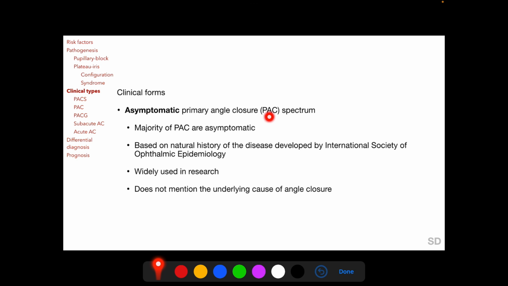As we have discussed, primary angle closure can be either an asymptomatic entity on presentation or can present as a symptomatic acute or subacute angle closure attack. And we have also mentioned that the majority of primary angle closure patients are asymptomatic, and this is very important to remember. Asymptomatic primary angle closure is described as a spectrum differentiated into three entities of progressive severity based on the natural history of the disease. And although this description is widely used in research, it does not mention the underlying cause of primary angle closure, whether pupillary block or Plateau-iris.